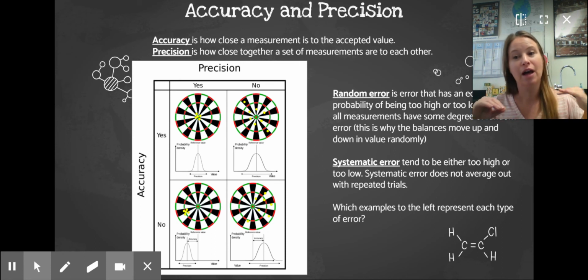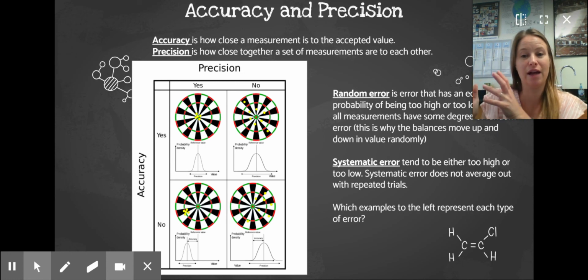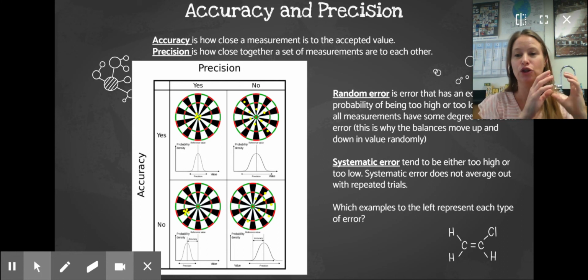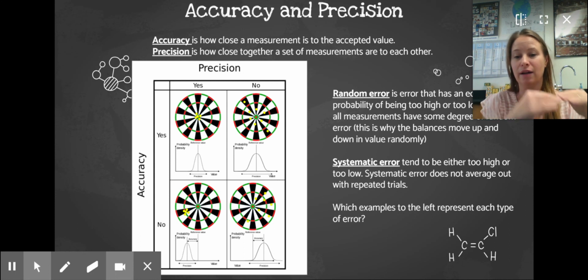what it should be. Another example would be if your balance is not calibrated and you're using the same one every time. This group might get 1.7, 1.69, 1.70, 1.71. You might be getting 2.3, 2.4, 2.39. While they're close together, something is off because your balance might be measuring things too high each time.